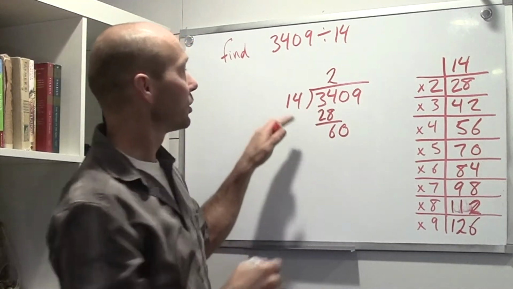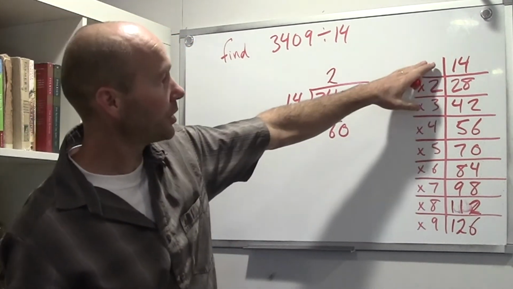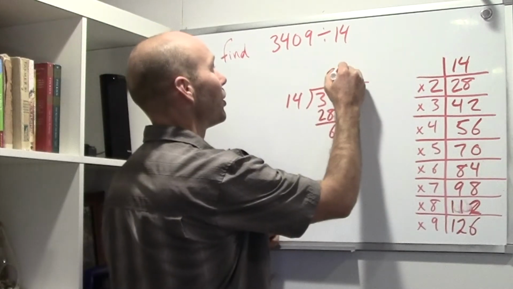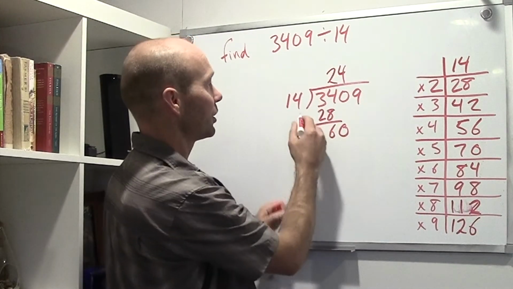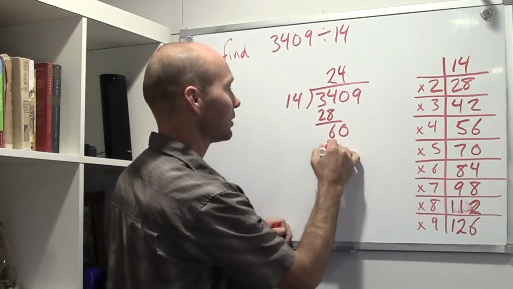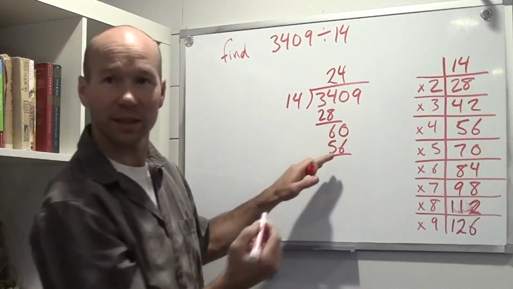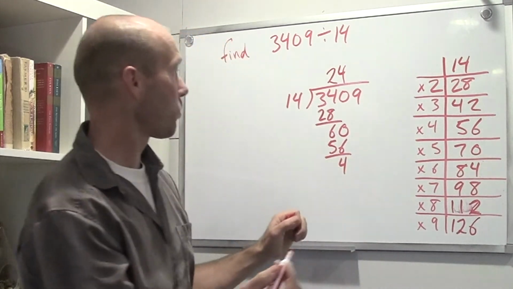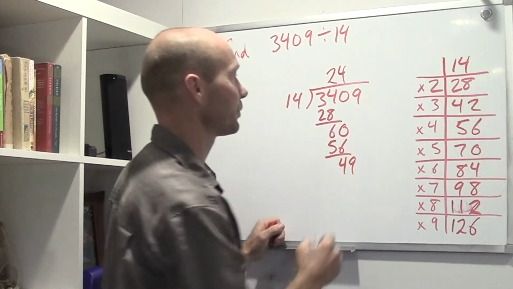Now I'm going to say 14 goes into 60 how many times? I'm going to look over here. Okay, I get 4 times. So I get 4 times 14 is 56. And 60 minus 56 is 4. I'm going to bring down my 9.